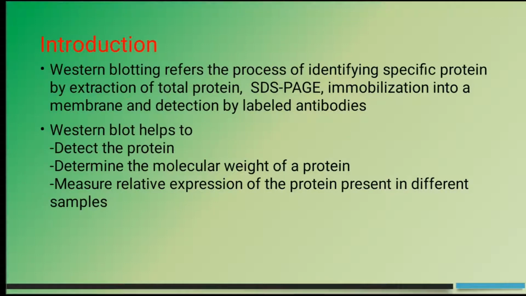The definition for Western blotting is the process of identifying a specific protein by following the extraction of protein, then resolving in SDS-PAGE and immobilization onto a membrane, finally detection by antibodies. The Western blot helps to detect a specific protein, whether it is present or absent. If present, how much protein is expressed. Those things are identified, and we can determine the molecular weight of the protein.